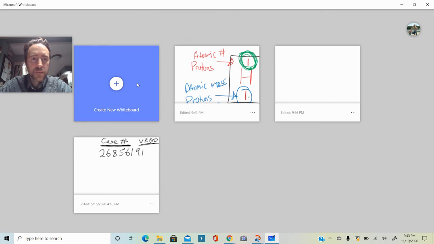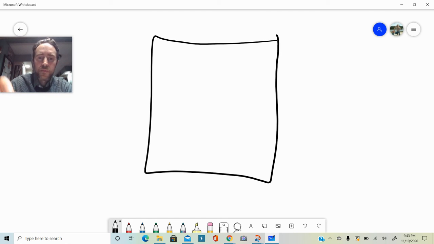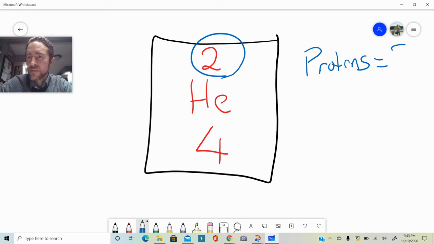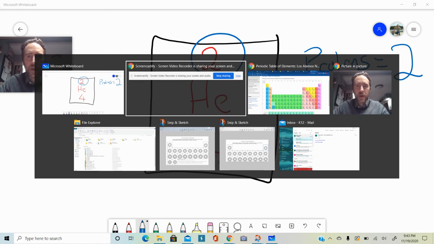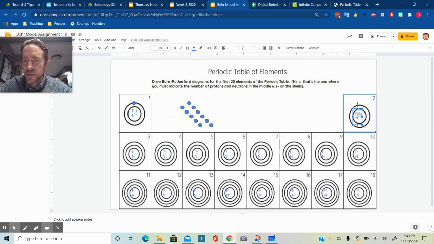I'm actually going to start a new one here. Okay. So I'm just going to copy the box and we'll put our helium in here. Okay. First thing we find is protons. And that just equals this top number. So that equals 2. So let's go ahead and put that right into our assignments. Protons is 2.